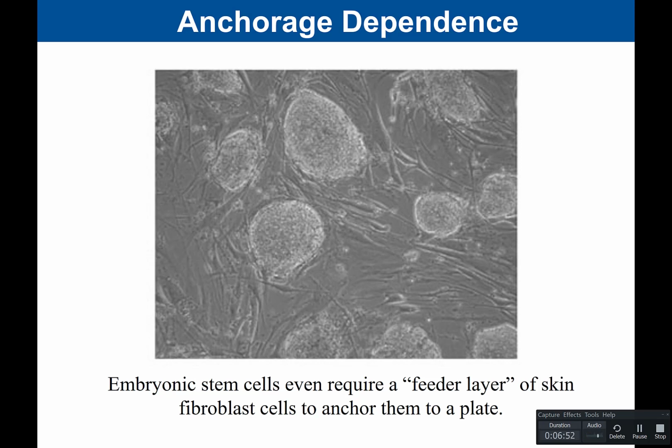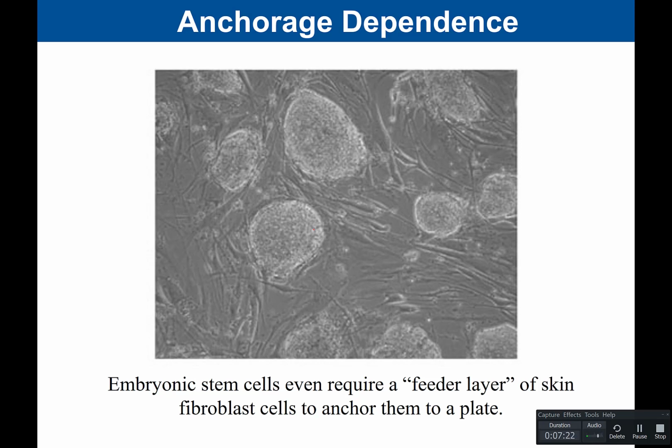Others might even require a certain cell type in order to grow on. And so what you're looking at here is actually a picture from my research. What you can see, those long, thin, spindly cells, are a type of cell called a fibroblast. And what we're culturing are mouse embryonic stem cells. We isolated embryonic stem cells from mice, and then we grew them on a dish.